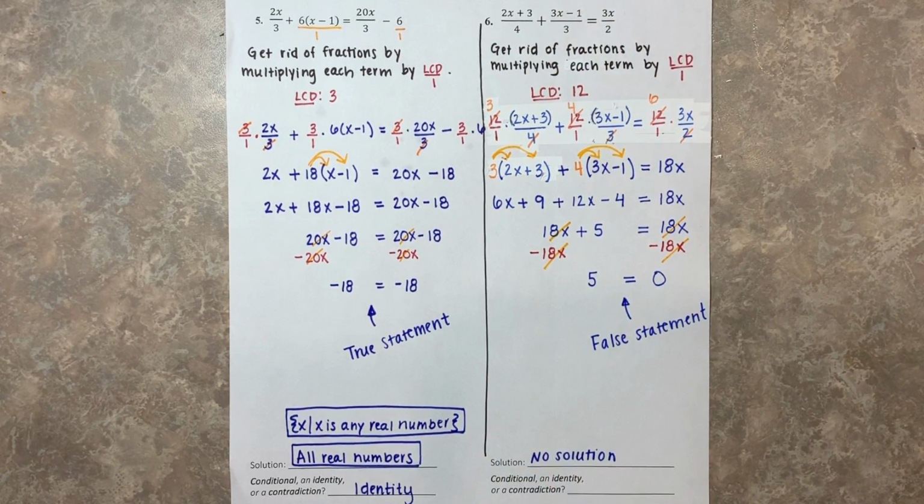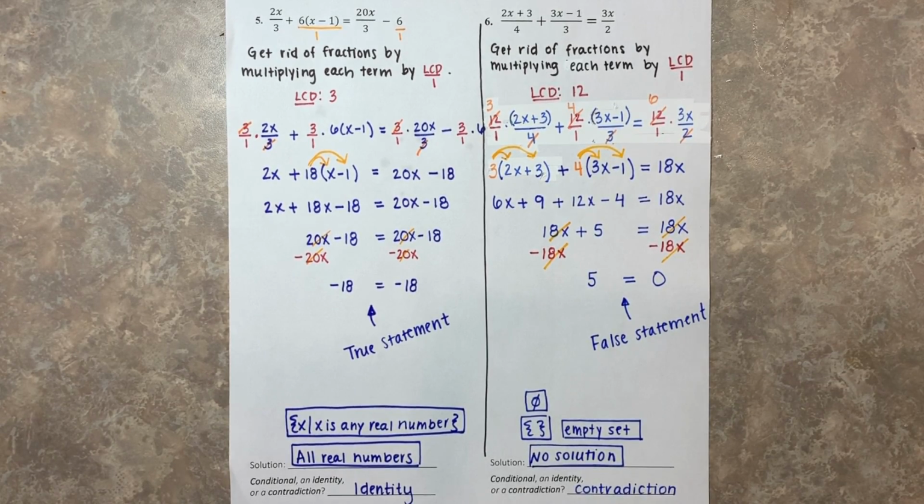It's impossible. When the solution is no solution, there are many different ways to write your answer. You could write no solution, or here are some other correct ways to write your final answer. When you have an equation with no solution, we call that type of equation a contradiction.